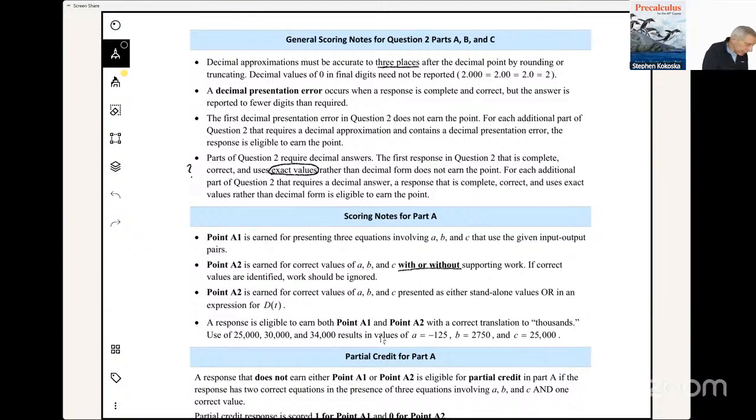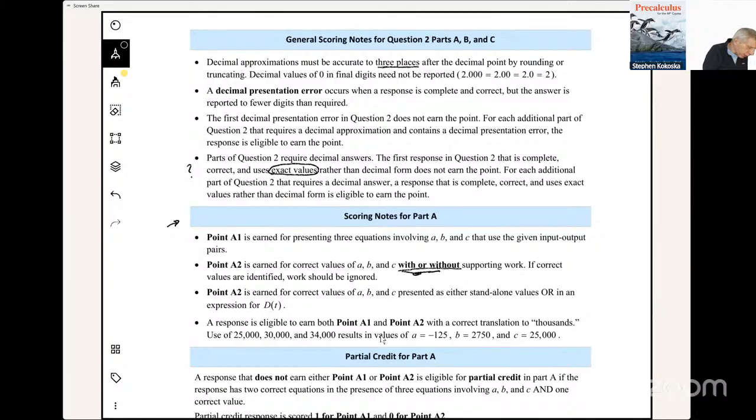So let's see, I'm going to take a quick look over here if I can, Curtis, scoring notes for part A. The first point is earned for presenting the 3 equations. Yep, we got that. The second point is earned for the correct values. This is interesting. I underlined this, with or without supporting work. So this is kind of interesting. This is a calculator active problem. So as long as the student presents the correct mathematical setup, that is the 3 equations and 3 unknowns, they could then go directly to their calculator and write down the values for A, B, and C. So they don't have to present any supporting work evidence of how they got those values.